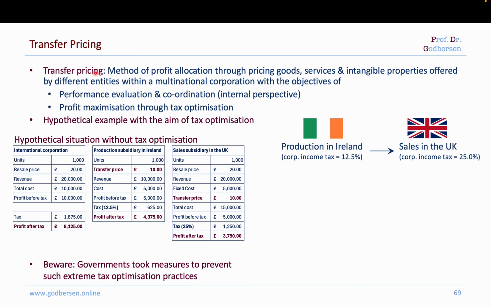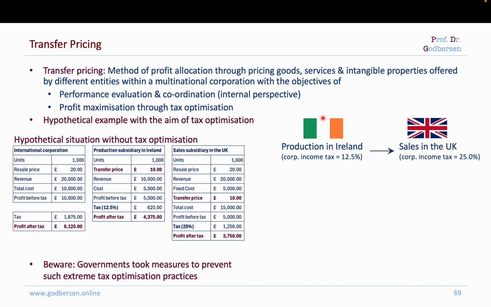And our objective with transfer pricing, from a company management point of view, is we want to evaluate the performances of our subsidiaries, and we want to coordinate these. The more fun part is we want to maximize our profits through tax optimization. And to explain this, I have a bit exaggerated example. Of course, the hardcore example will not be possible in this world. You would run into a problem, but I hope I can make the point clear.